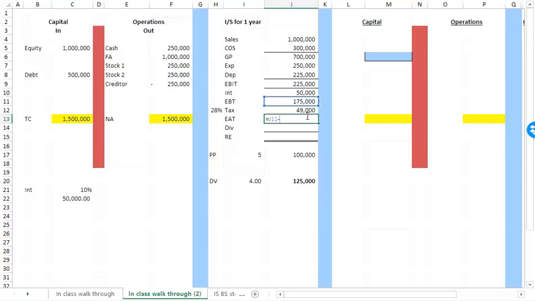175 minus 49 will get us an earnings after tax number. All right, so it's been a good year. We've made a profit at the end of the year, 126,000 Rand. It's a good start to our business.